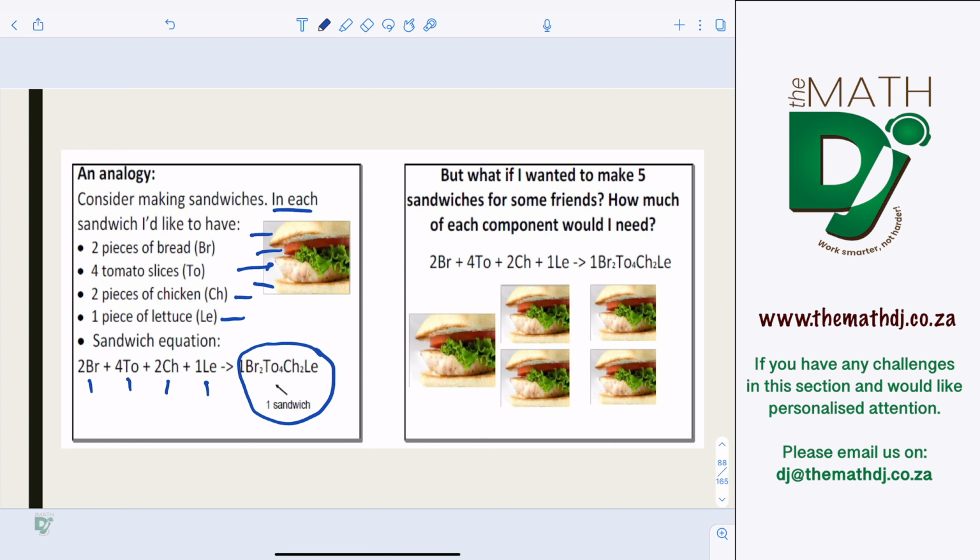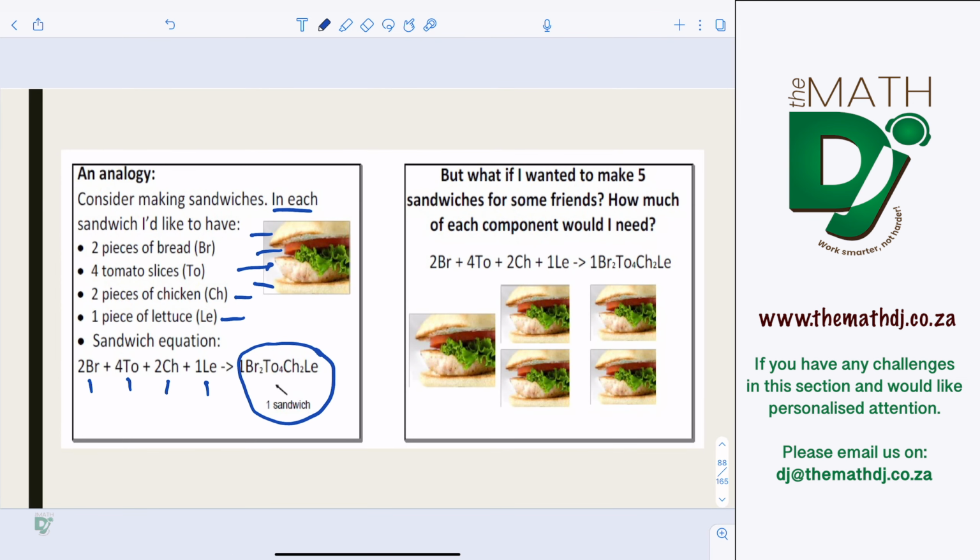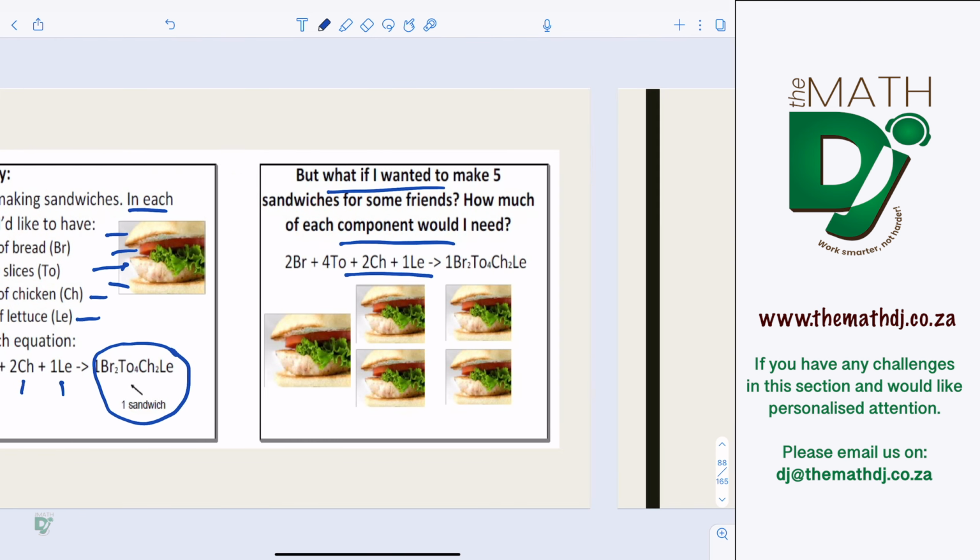So remember, stoichiometry is the quantitative study of reactants and products in a chemical reaction. What if I want to make 5 sandwiches for some friends? How much of each element would I need? You already have the reaction to form one sandwich, so you just have to multiply it by 5 to get 5 sandwiches. You need times 5 of each ingredient. That's basically what stoichiometry is looking at.